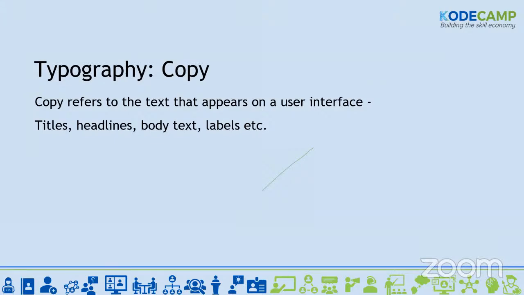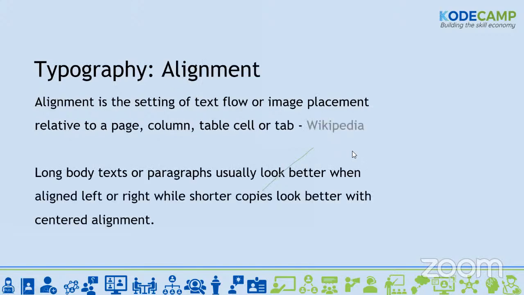Okay, this is what we call copy. It refers to the text that appears on a user interface. So it is actually good practice to have your copy content first before designing. Just like I said earlier, is why we keep telling you that you must have your text styles, your color styles, and all of that before you start your design. So we've actually looked at copy now. We're going to go to alignment.